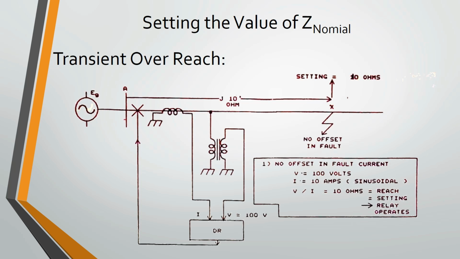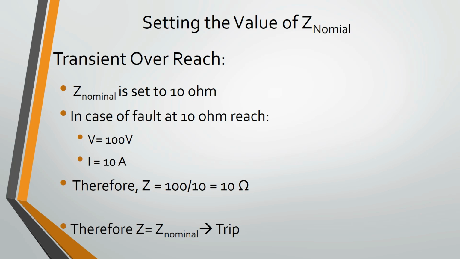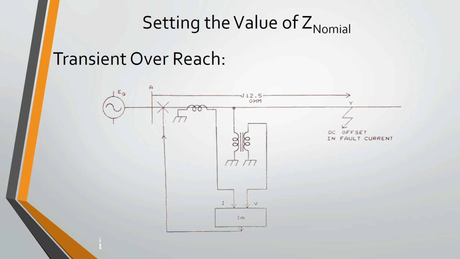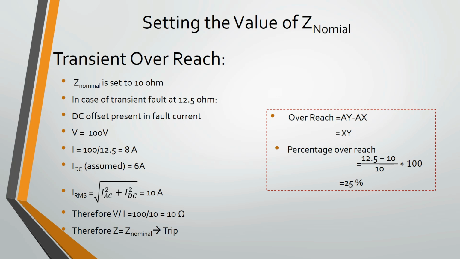Now when there is no offset current in the system during the fault, consider a nominal setting of impedance as 10 ohm. Now in case of a fault at 10 ohm, voltage is 100 volts and current is 10 amperes. Therefore, impedance will be 10 ohms, which is equal to the Z nominal setting and also the tripping criteria. So, the relay will send the tripping command to the circuit breaker. Now, consider another fault at 12.5 ohm distance from A, and there is a presence of DC offset current in this case.